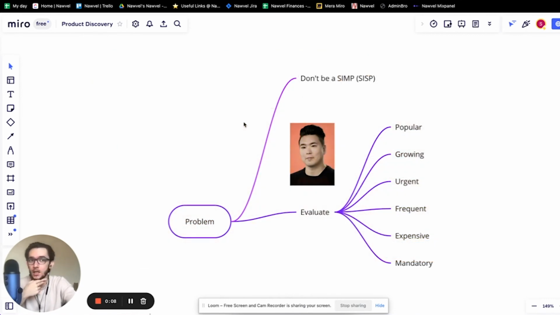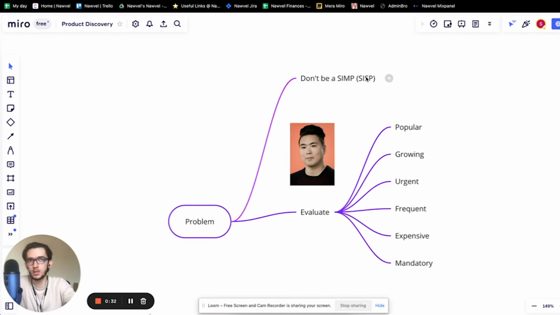Yeah, I know it's harsh, but essentially, don't be a CISP. And what that means is don't be a solution in search of a problem. Don't make up imaginary ideas and think that those imaginary ideas are needed. Kevin Hale from YC came up with the term CISP, and I couldn't agree with it more.